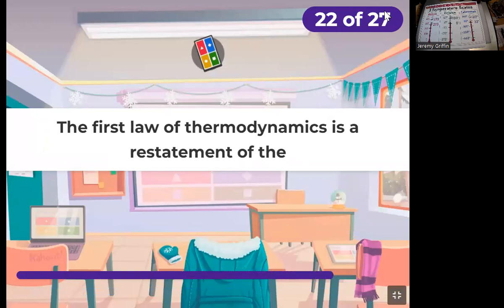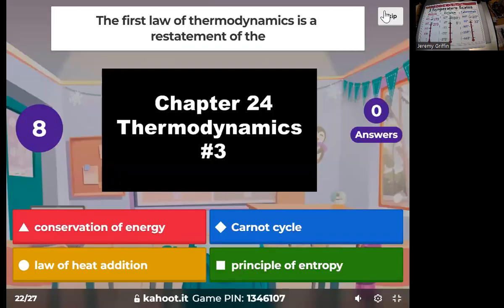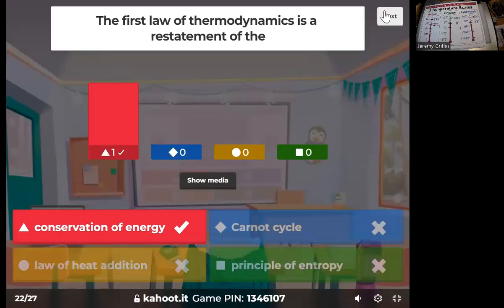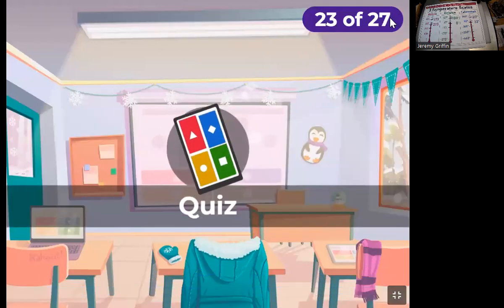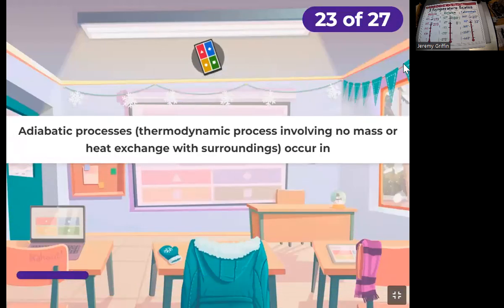The first law of thermodynamics. Yeah, conservation of energy. So energy is conserved. If there's any kind of heat exchange, energy import equals energy export somewhere else. So energy is conserved in the universe as a quantity.